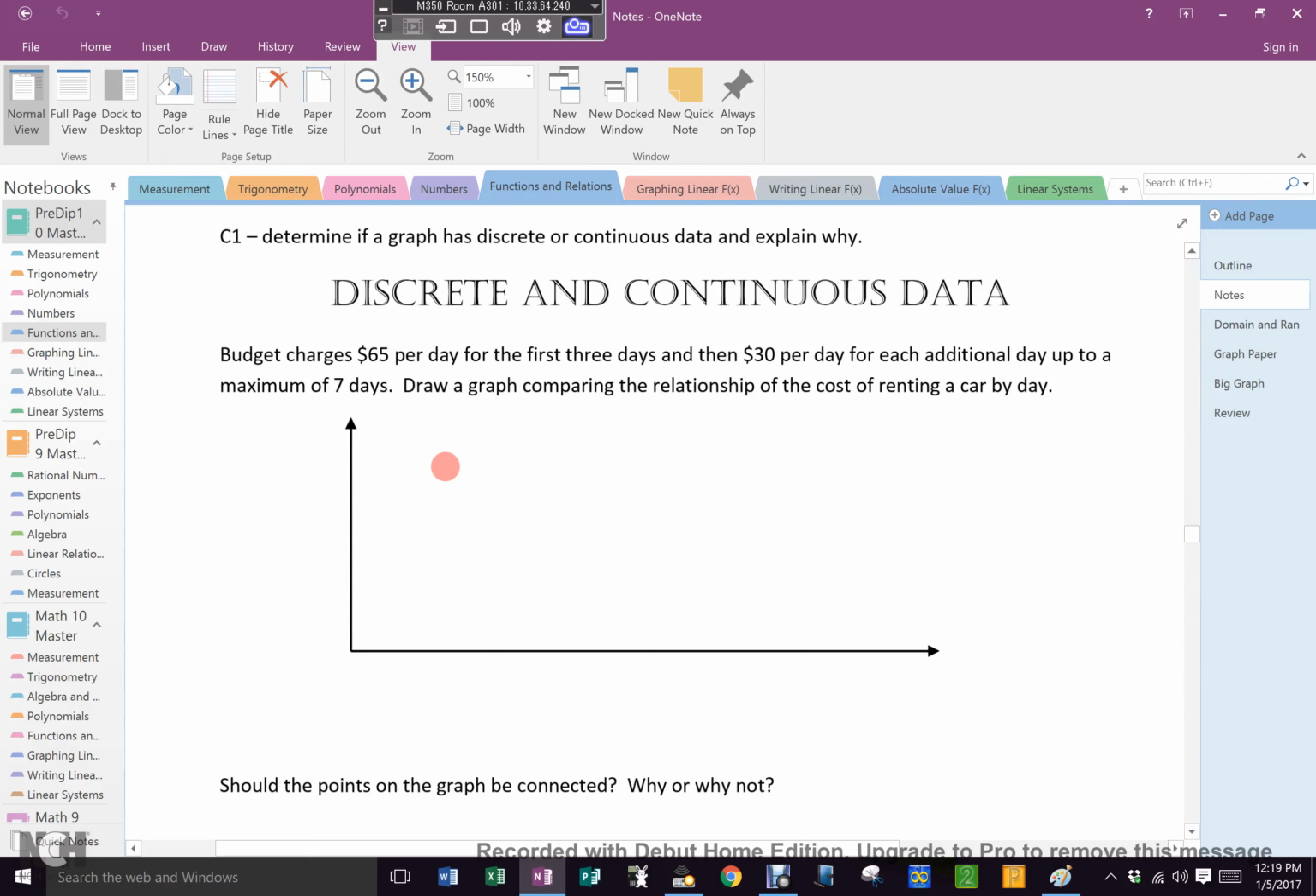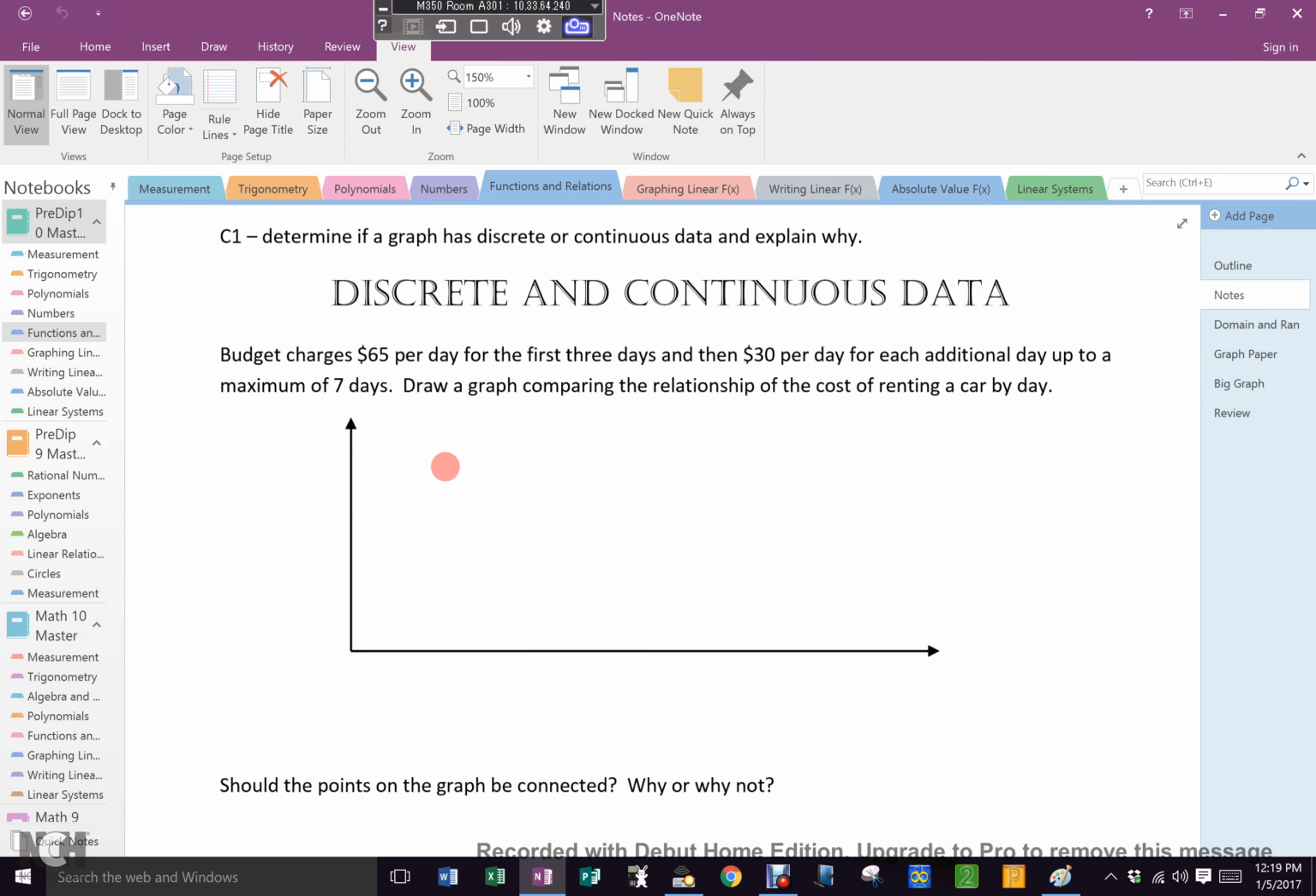Okay, so we are moving on to discrete and continuous data. That should be, you guys probably don't have the same font, but you might. Cool. Okay.